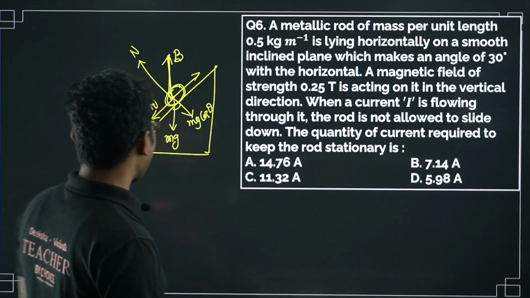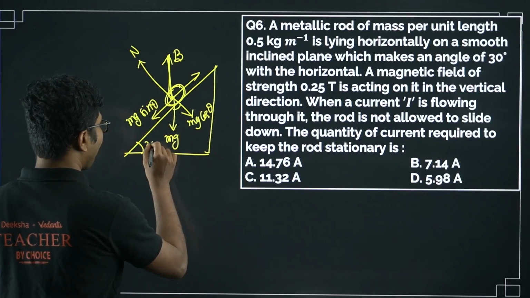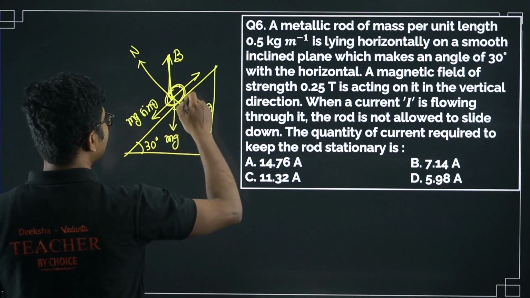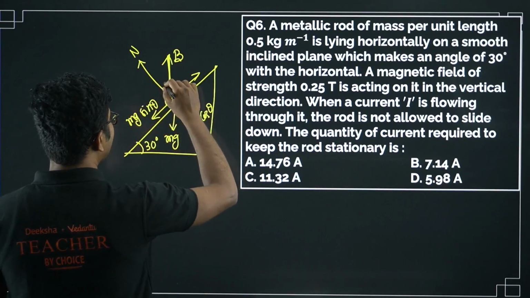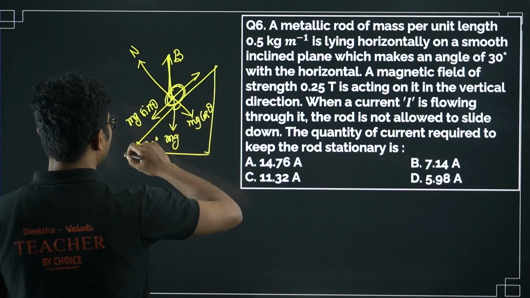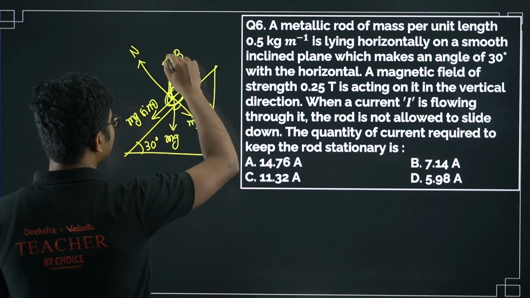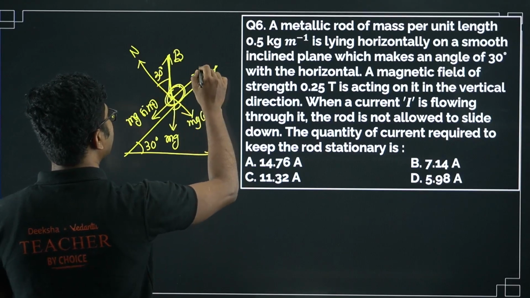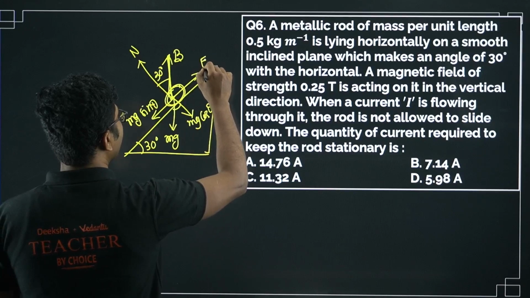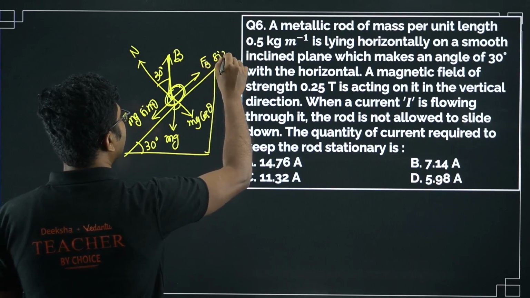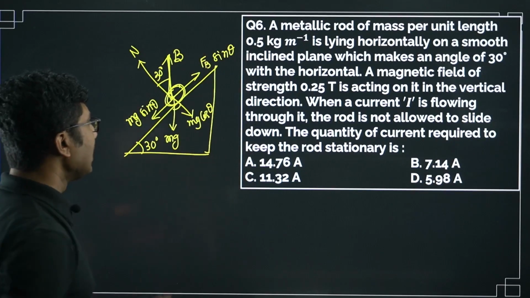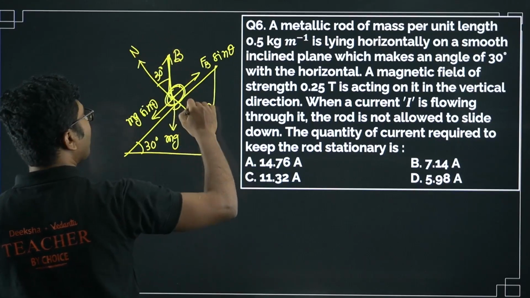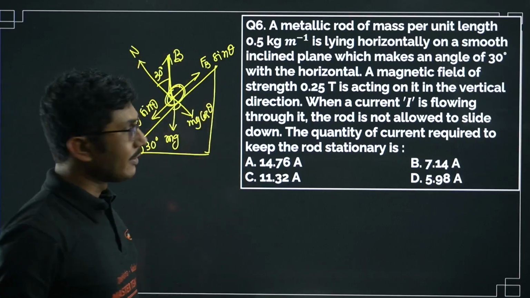Now let's see, this angle is given as 30 degrees. If this angle is 30 degrees, we can say that this angle will also be 30 degrees, right? Parallel line, this is the bisector. Yes, this angle will be 30 degrees. So this will be the sine component of the magnetic force, sine theta, and there will be a cos component over here as well. So the normal component will have mg cos theta plus FB cos theta.